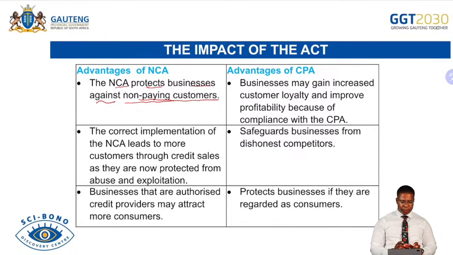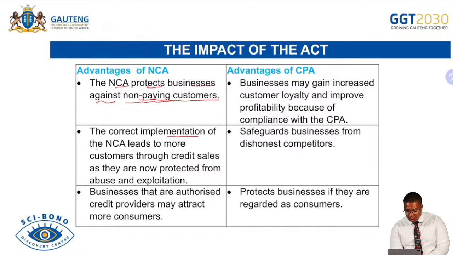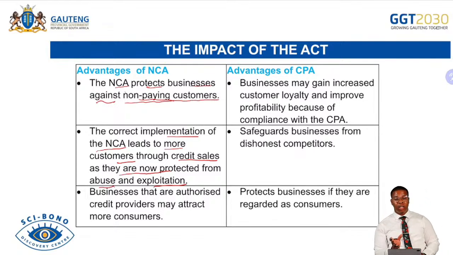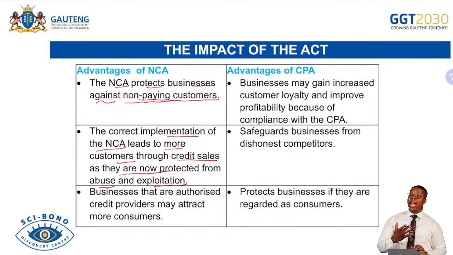Another advantage is the correct implementation of the National Credit Act leads to more customers through credit sales, as they now know that they are protected from abuse and exploitation. The idea that consumers know that they are protected and they will not be exploited, they will not be made to sign contracts they don't understand, it makes the consumers now to what? To go and apply for more credit, which is an advantage still for the business, and also an advantage when it comes to the customer, because the customer knows that they will not be exploited or abused. So it is a win-win for both the business and the consumers.